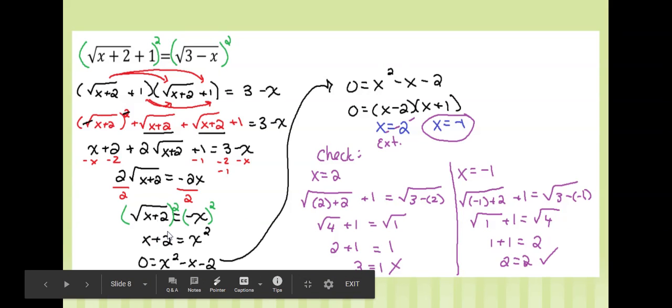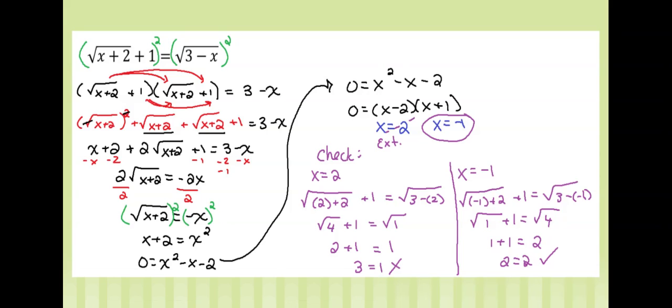Then I repeated the process. Now I have a single radical, so I can square both sides, get the radical to fall. Negative x squared is a positive x squared. And then I move everything over. And again, I'm able to factor in this case and solve.